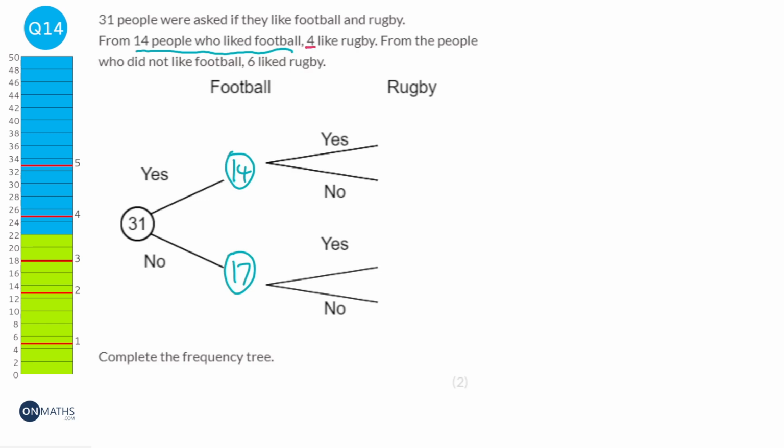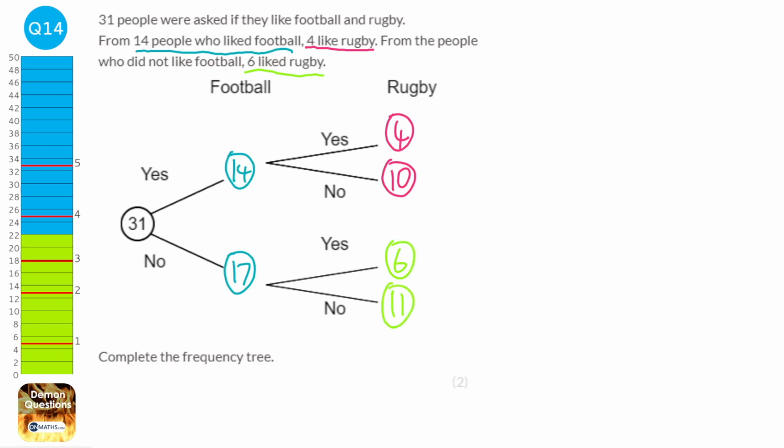Carrying on the sentence, it says 4 like rugby. So 4 of those liked rugby. And we had 14 to start off with down this strand. And so that must mean that we've got 10 who don't like rugby. So of those 14, 4 liked rugby. So therefore 10 must have not liked rugby. But what about the bottom section? This part here. We've got 17 who didn't like football. Well, it says from the people who did not like football, 6 liked rugby. So we've got 6 there, and that must mean that we've got 11 who did not like rugby.